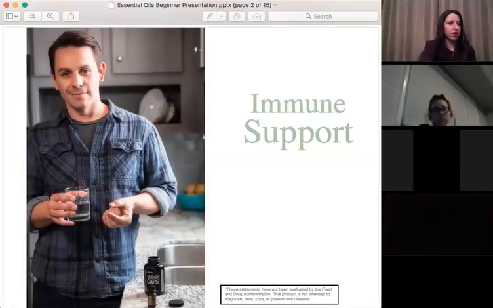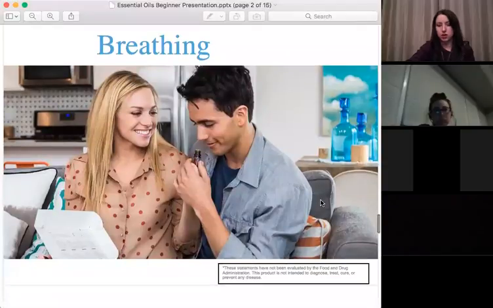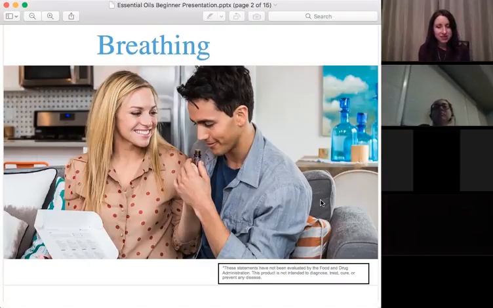The other thing is emotional support, which I skipped breathing, so we'll talk about that really quick. Especially with spring upon us, people are going to start having some seasonal threats maybe that are affecting them. And a blend that I know has worked well for me and for lots of people is lemon, lavender, and peppermint.